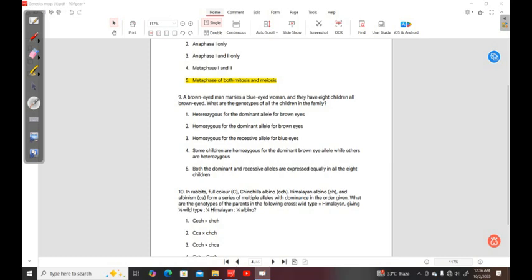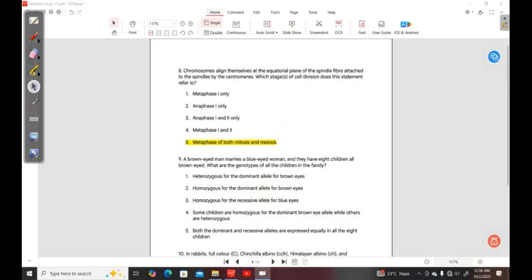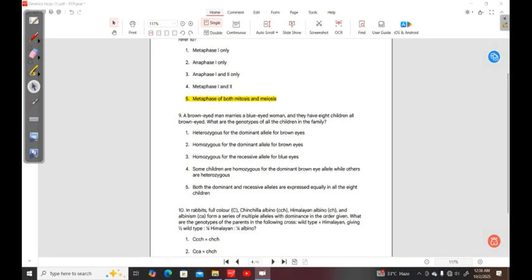Question 10 reads, in rabbits full color, okay, in rabbits full color, oh, before we go to the next question, let's just highlight the answer here. Okay, in rabbits full color is coded for by C. Chinchilla albino is CCH, Himalayan albino is CH, and albinism is CA. And then they form a series of multiple alleles with dominance in the order given.